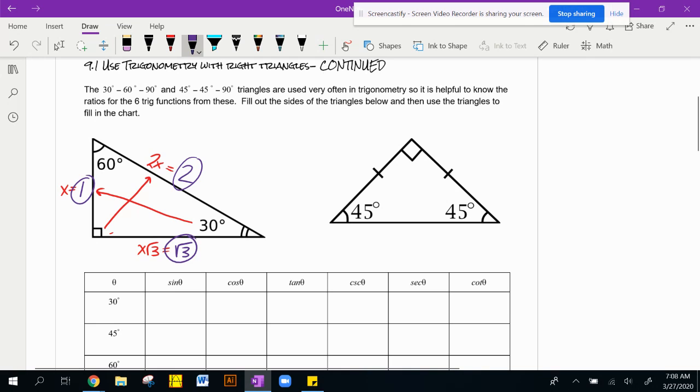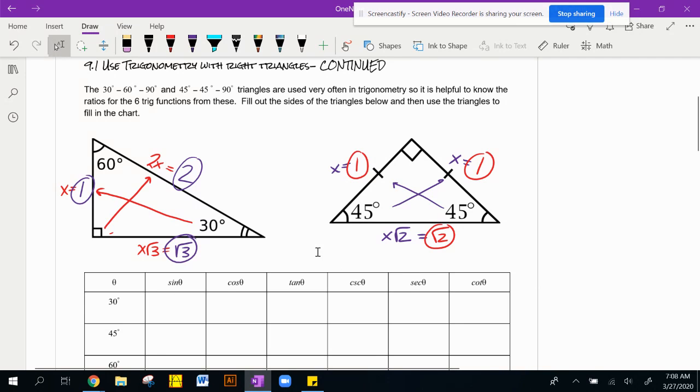All right, and our 45-45-90, things are a little bit simpler. Across from the 45s, those are both the same, so x and x. But for this triangle, we'll again call that 1. And our hypotenuse here, the biggest side, would be x root 2, if we use the Pythagorean theorem and do 1 squared plus 1 squared equals hypotenuse squared. So for our example triangle, that's just root 2 here.